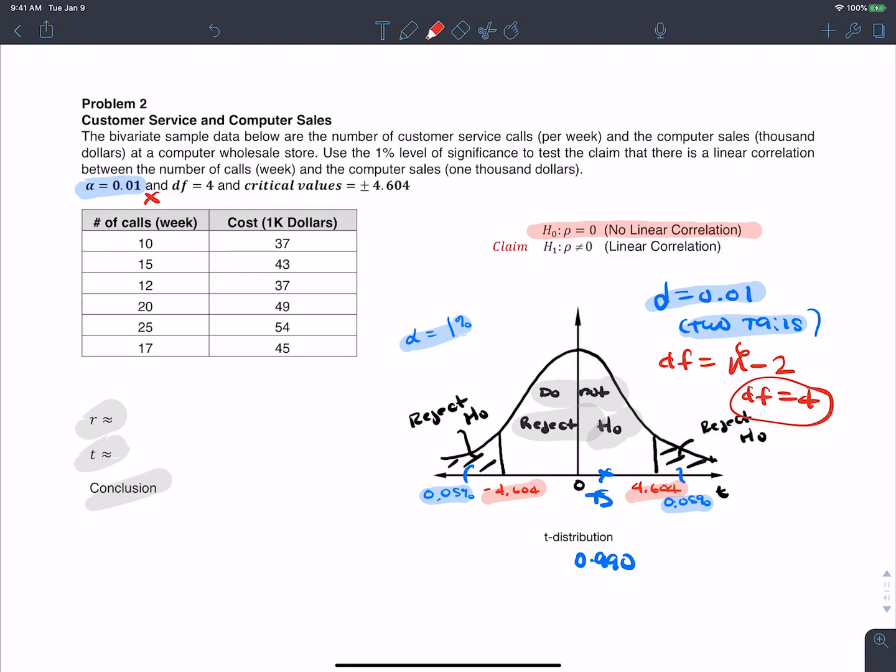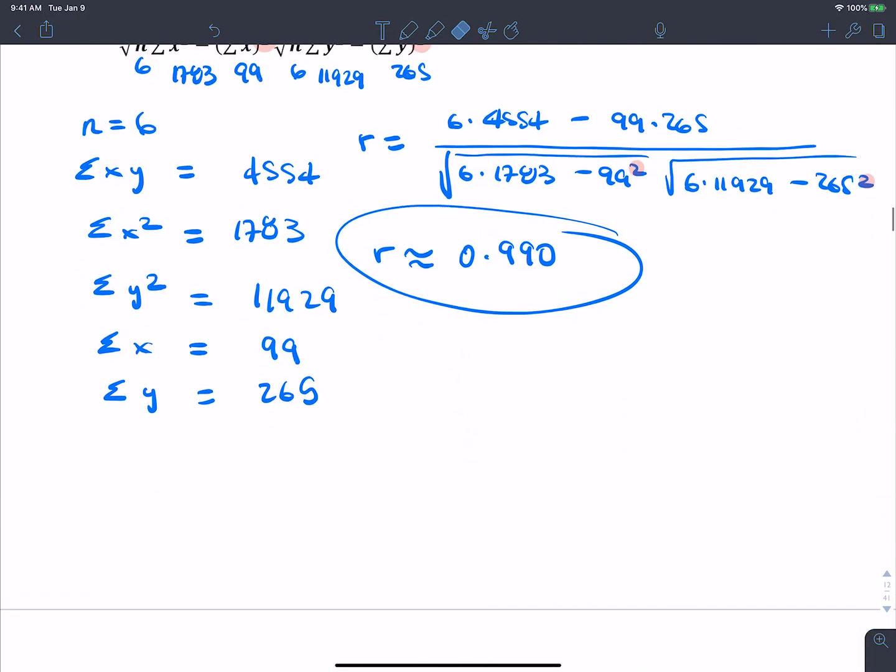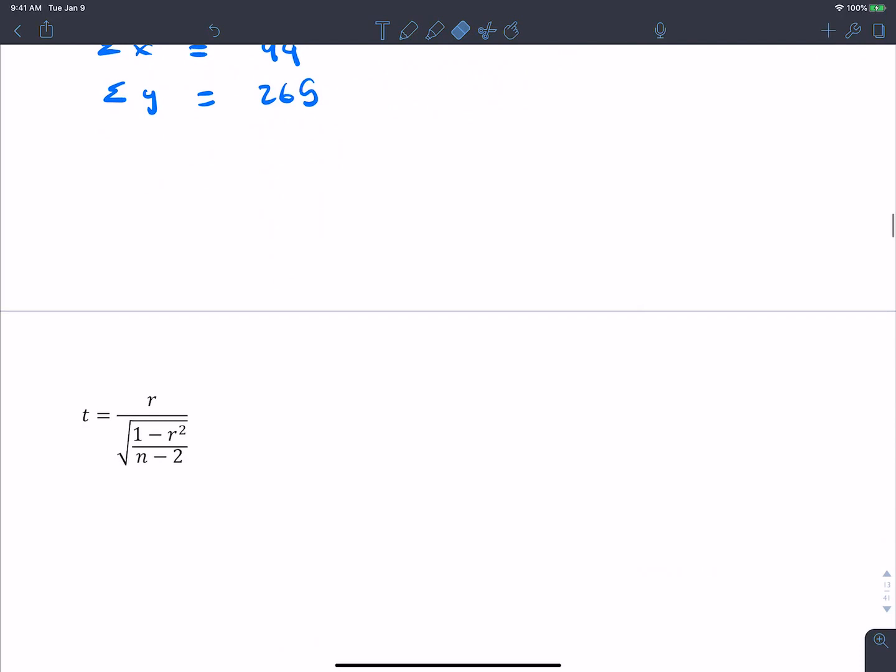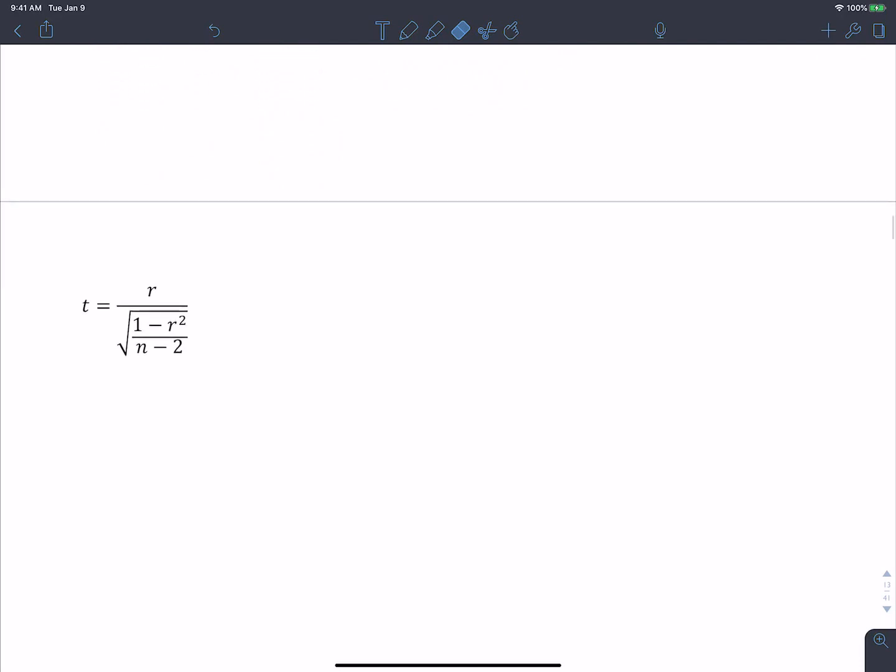I apologize. Let's wake up. We made a mistake. We made a very big mistake. We're not done. Why aren't we done? I apologize. We're not done. Just trying to see if you guys are awake. This is our R value. What do we need to do with the R value? Good, thank you. 0.990. What's n again? N is 6.